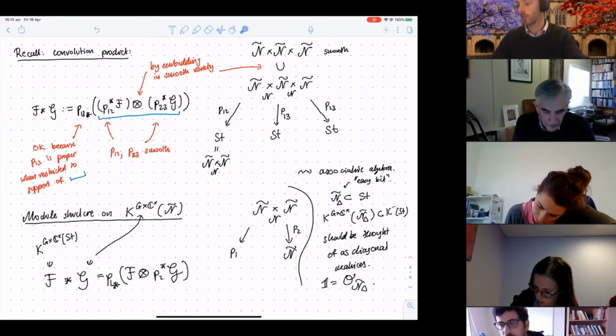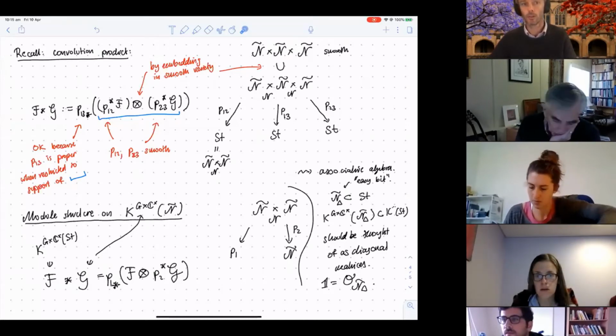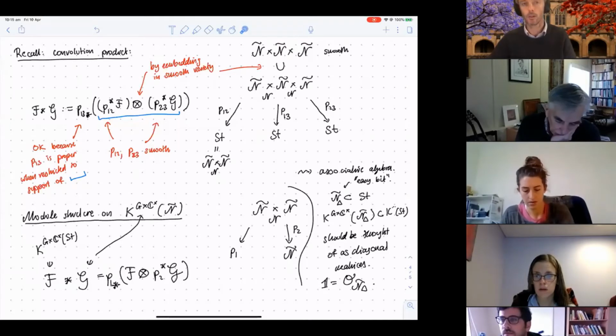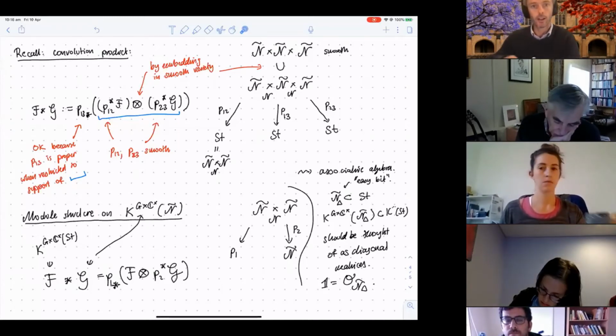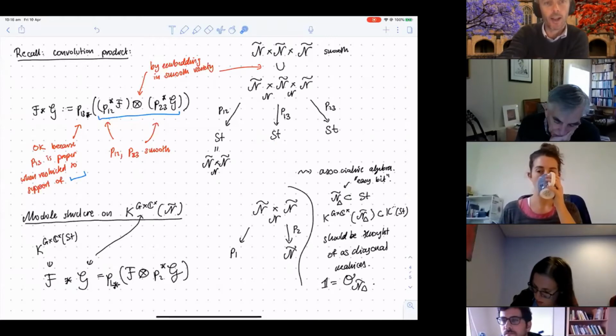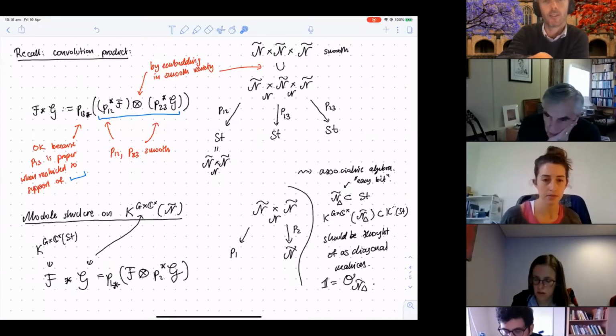So you said that P13 is not proper, but it's proper on the support of anything of this form, P12 upper star F tensor. So note that P12 upper star of F is not upper star of anything, it's upper star of something supported.